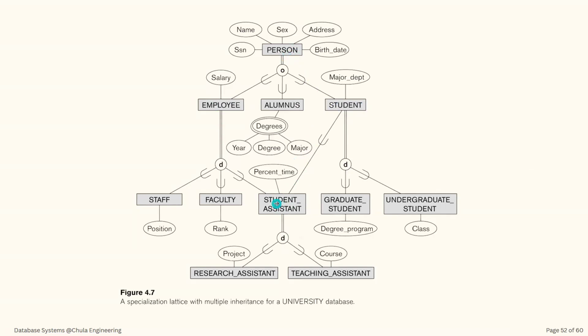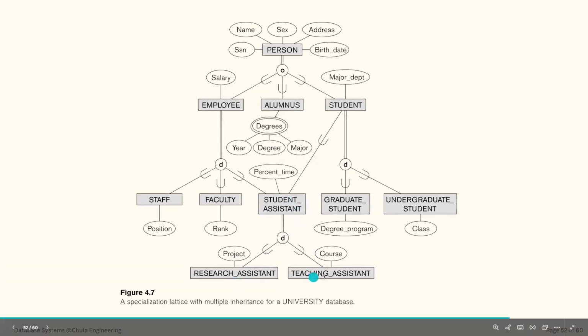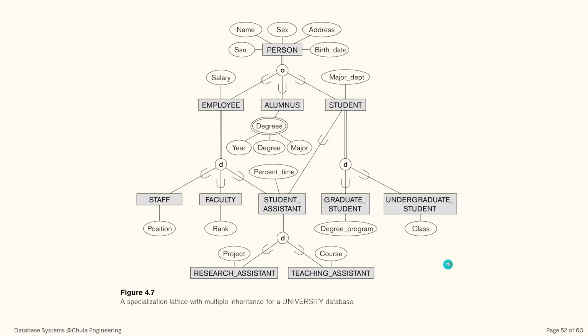So student assistant here will take the attribute. It will also inherit attributes from every superclass that comes before it, right? And now student assistant also has subclasses called research assistant and teaching assistant. So if you take a look at this here, you can see a lattice. When you see a lattice, it means the student assistant has several superclasses like this one here. All right.